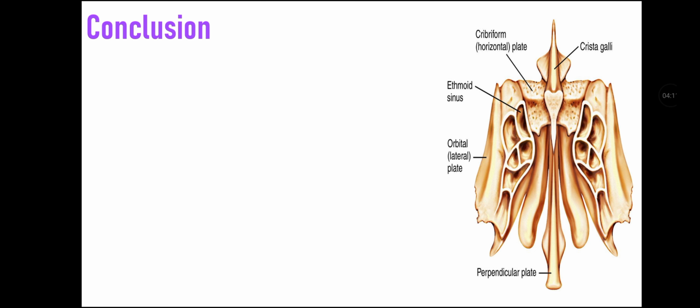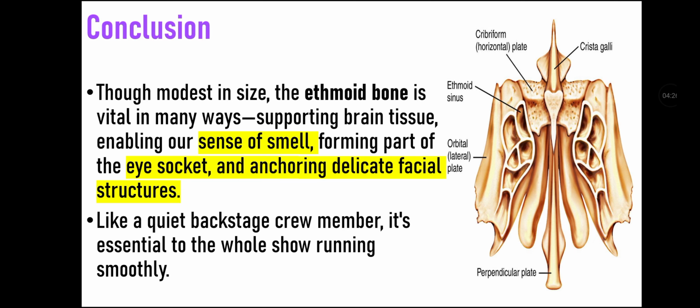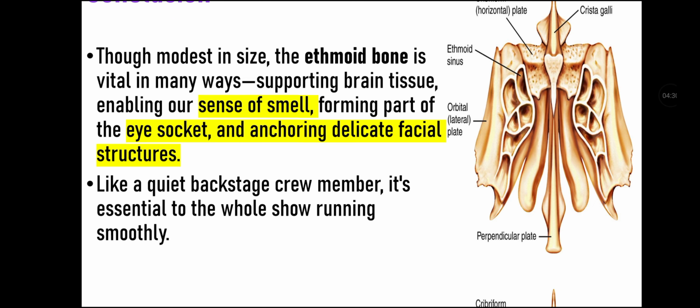Now let's talk about conclusion of this lecture video. Though modest in size, the ethmoid bone is vital in many ways, supporting brain tissue, enabling our sense of smell, forming part of the eye socket, and anchoring delicate facial structures. Like a quiet backstage crew member, it is essential to keep the show running smoothly.